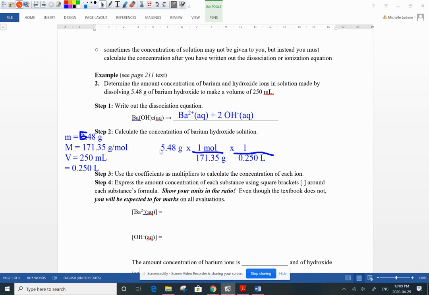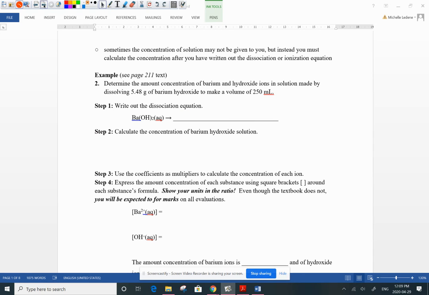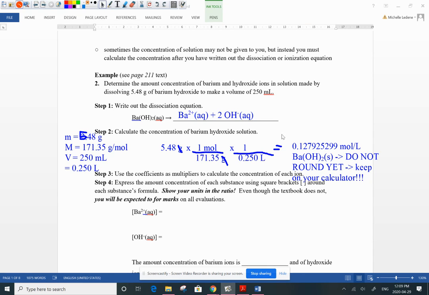This is just like you have done previously, except it's using solutions. So I've got grams to start with, and I'm going to cancel grams out by putting it on the bottom. And now what do I have? Well, I have moles on top. And what do I have on the bottom? Well, I have liters, and that's what I'm looking for, an amount concentration, a moles per liter molar concentration. So now I've got this number on my calculator when I punch these values in, and I am not rounding it yet. I'm going to keep all these numbers on my calculator in order that I can do the next step, because now I have to find out how much barium ions do I have and how much hydroxide.